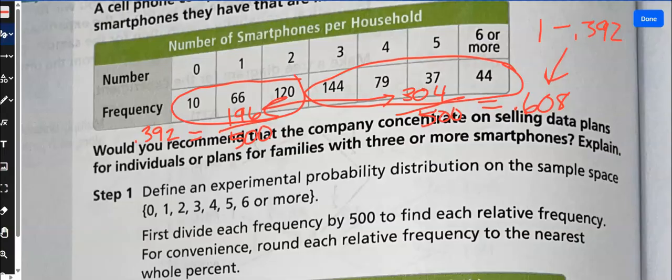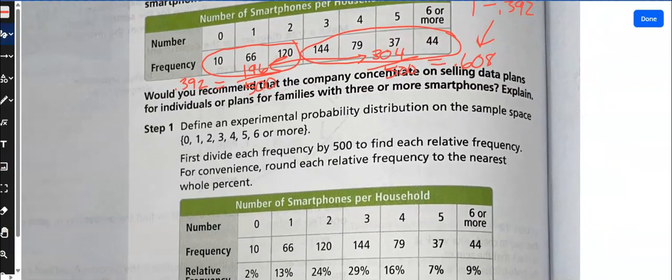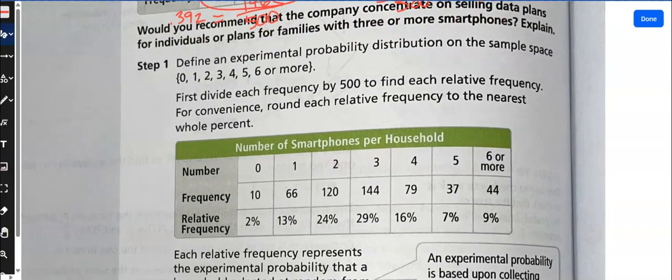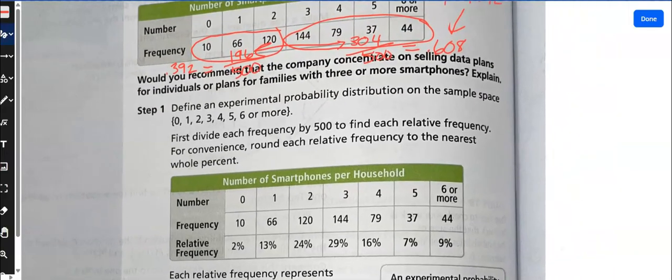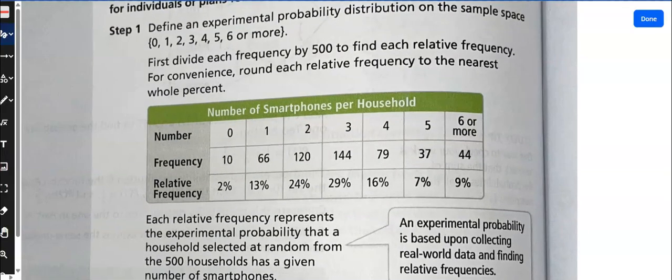Okay, let's see what they did in their explanation. Define an experimental probability on the sample space, which is what they did already. First, divide each frequency by 500. Folks, you don't have to do this in the order they chose to do it, but you can. Ain't nothing wrong with what they did. So they divided every one of these by 500.